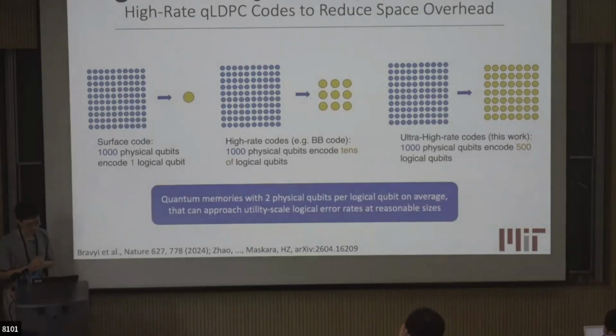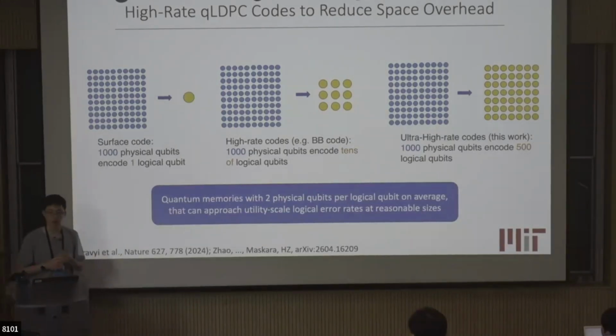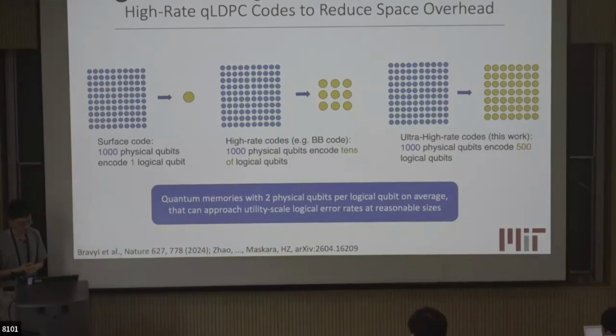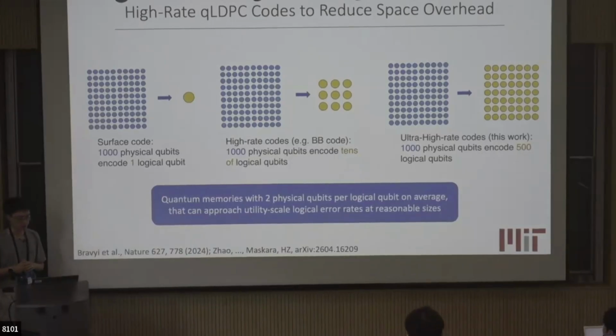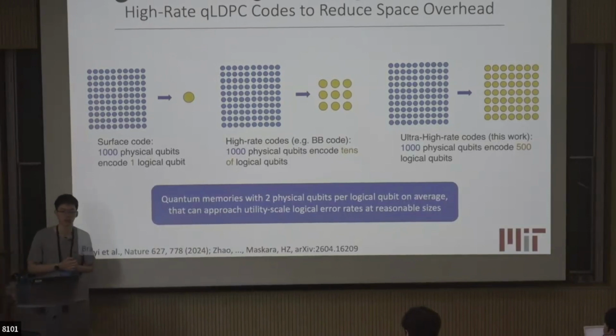And what I'll be showing you is that quantum memories in these settings can actually get to this regime of around 2 physical qubits per logical qubit on average, while approaching the utility scale logical error rates at these block lengths that are maybe 1,000 or so, which I would argue are reasonable if we think about the types of system sizes that we would want for these eventual applications. This talk will mostly focus on memory, but we'll be hearing from Maddie later on about complementary work that also tries to think about what an architecture would look like as we think about these large-scale computations.